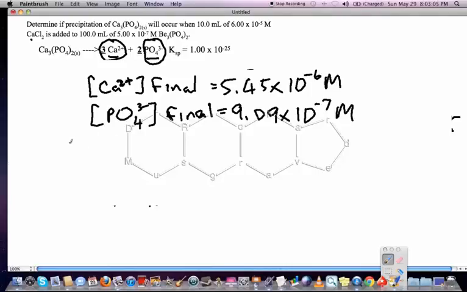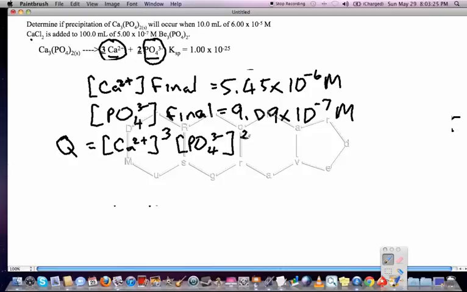Now what we need to do is calculate our Q value. We're going to assume obviously this is not at equilibrium, so Q is going to equal [Ca2+] cubed times [PO4 3-] squared. And where we're getting that from is the original equation. Remember, we're trying to see if this solid is going to precipitate. In order to do that, we need to look at the concentrations of the calcium and the phosphate. So the cubed comes from the coefficient and the squared comes from the coefficient. So I take these values and I plug them in.